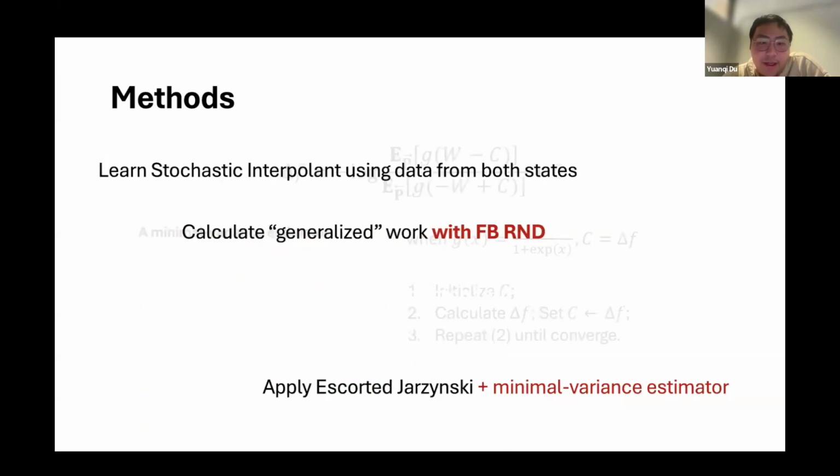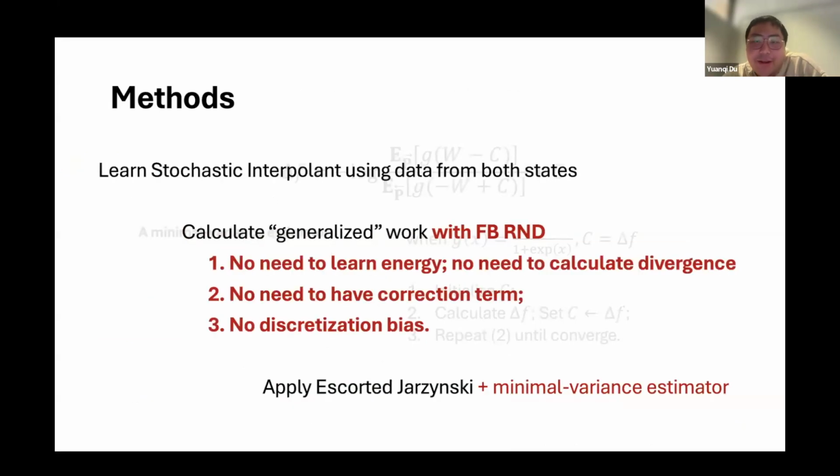Okay, so to summarize, there are three benefits that we are talking about. First, with the forward backward R&D, you don't need to learn the energy, you don't have to parameterize it, and you don't need to calculate divergence. You don't have to correct for the boundary, and you don't have bias from discretization of the work.